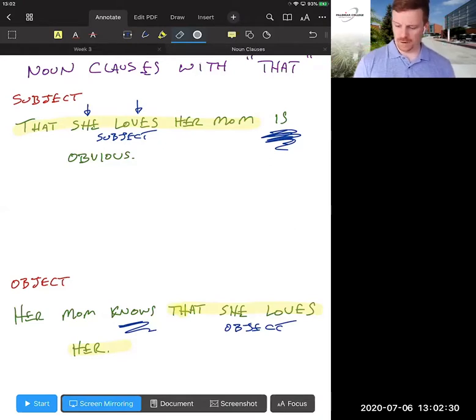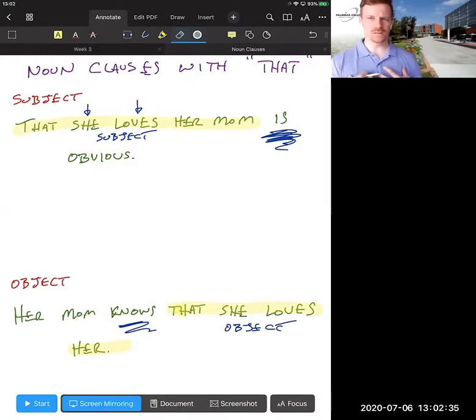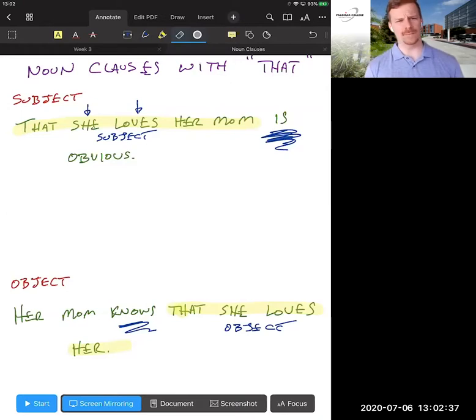As an object, her mom knows something. And this is what I like to teach students about noun clauses. Use the word something. Her mom knows something. Something is a specific noun. We don't know what that something is, so we have to describe it. How do we describe it? She knows that she loves her mom. That's a thing that she knows. What's the something? It's this thing, that she loves her mom. That's the specific thing she loves.